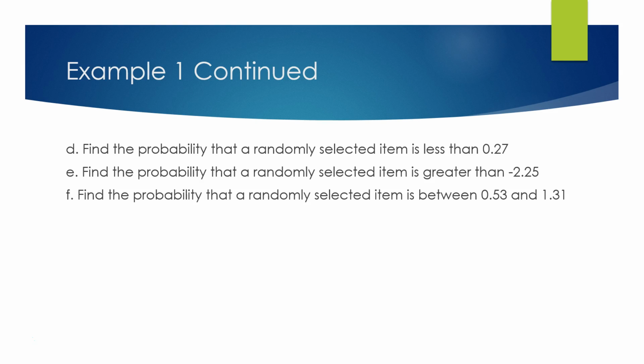D says, find the probability that a randomly selected item is less than 0.27. Find the probability that a randomly selected item is greater than negative 2.25. And find the probability that a randomly selected item is between 0.53 and 1.31. So I would pause the presentation and draw pictures for all 3 of these, as well as using the tables to find the area of those shaded regions that you have made.